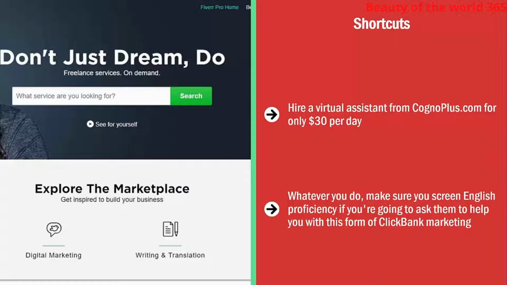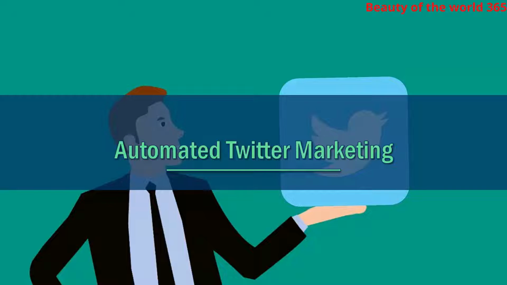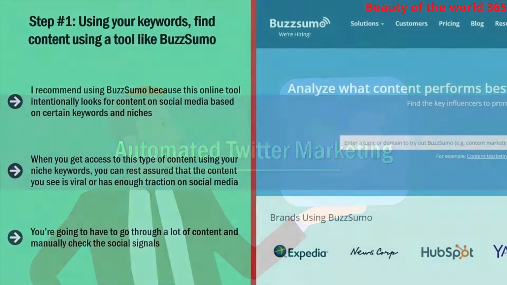Similarly, you can hire virtual assistants from places like Fiverr.com. Whatever you do, make sure you screen English proficiency if you're going to ask them to help you with this form of ClickBank marketing. Automated Twitter marketing. Follow the step-by-step directions below to set up your own automated Twitter marketing campaign.